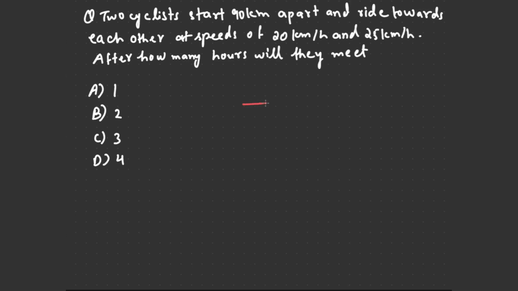So there are two cyclists and they are 90 kilometers apart from each other. So one cyclist is here and one cyclist is here. Cyclist number one is moving with the speed of 20 kilometers per hour, while the second cyclist is moving with the speed of 25 kilometers per hour. After how many hours will they meet?